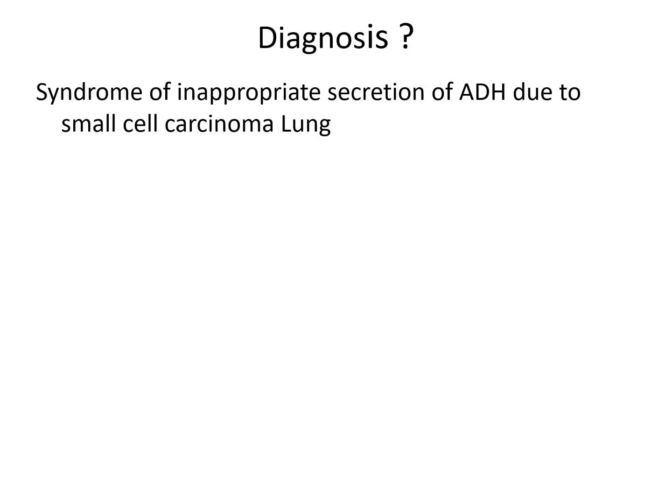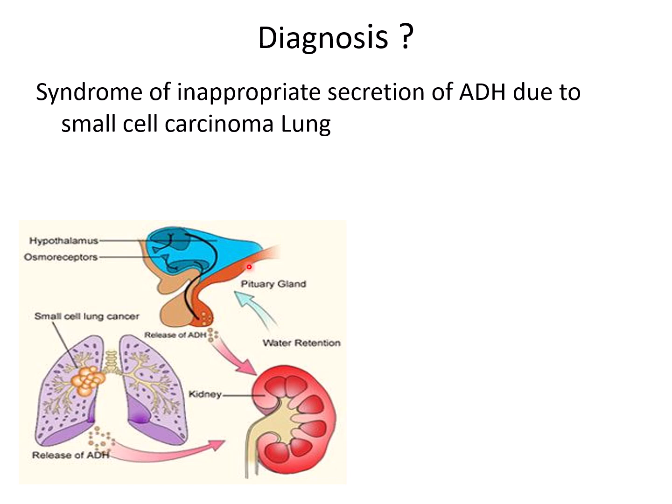Now, the small cell carcinoma of the lung secretes ADH, antidiuretic hormone, which is normally secreted by the posterior pituitary gland under the influence of the hypothalamus, where the osmoreceptors sense change in the water balance. The change in osmolality is sensed by these osmoreceptors of the hypothalamus, and they stimulate the posterior pituitary gland to produce ADH.